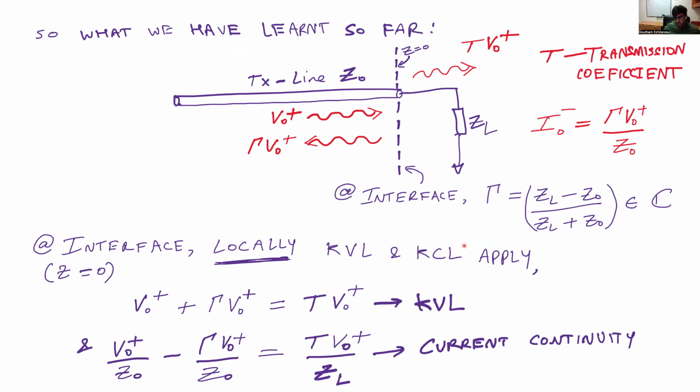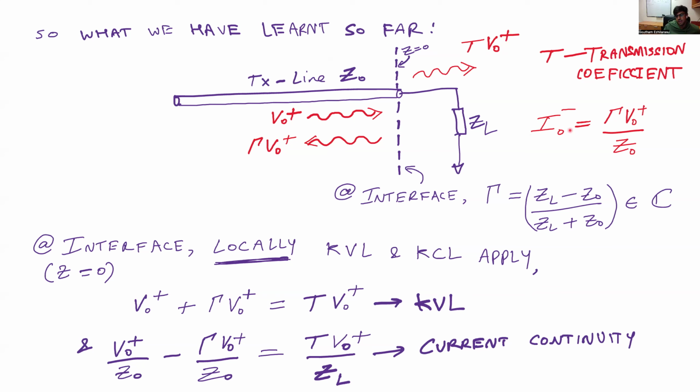So to summarize what we learned so far, imagine you had a transmission line of characteristic impedance Z naught, and it was connected to a load impedance ZL. And if you assume that Z equals 0 corresponds to this load side interface between the transmission line Z naught and the load impedance ZL, then if we assume that V naught plus is the amplitude of the incident wave, then we are going to have a reflected wave with amplitude gamma V naught plus. And we are going to have a transmitted wave because some amount of the energy must be transmitted also. And the transmitted wave is just going to be some parameter t times V naught plus, where t is also a complex number called the transmission coefficient.